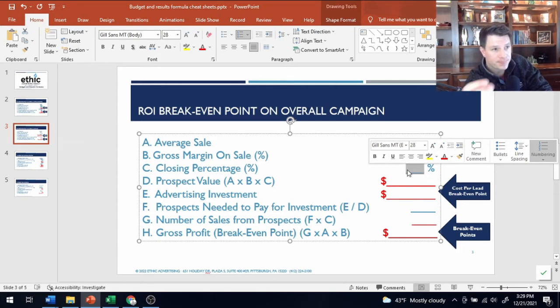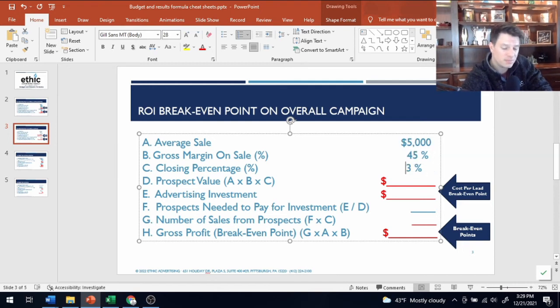Closing percentage. So this is, if you get 10 leads, how many of those are you going to close, or 100, whatever it is. On average, how many of those do you close? So let's say out of 10 leads, you close 3 of them. So you get a 30% closing percentage.